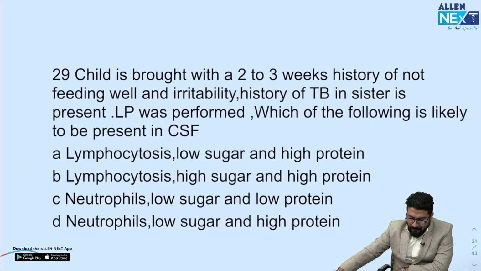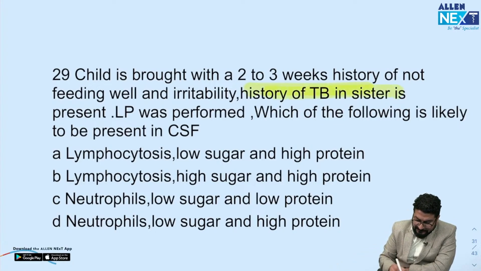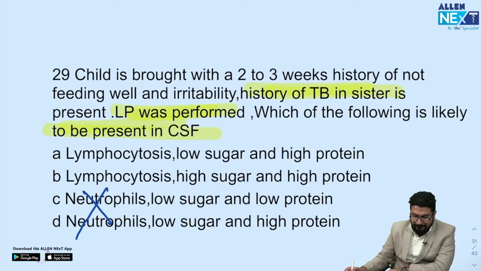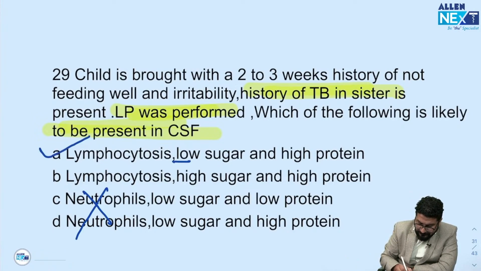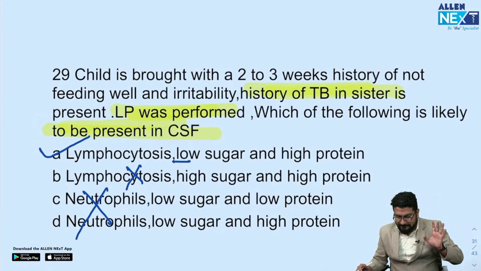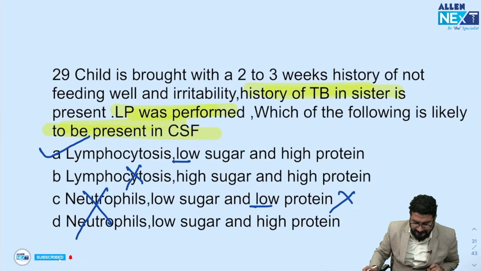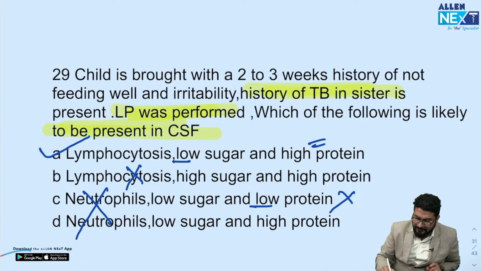Okay, a child is brought with a 2 to 3 week history of not feeding well and irritability, history of TB in sister. LP was performed, what is likely to be present in CSF? They are asking what will be the findings. So remember, TB is a bacteria and it's a chronic infection. So lymphocytes are not ruled out. Now see, I told you bacteria love sugar. So they will eat all the sugar from the CSF, so you will see low sugar. So lymphocytosis, low sugar, and proteins will increase in any meningitis. So low protein is already ruled out. Remember, proteins and pressure will increase in all sorts of meningitis. So the answer will be lymphocytosis, low sugar, and high protein. And this type of CSF we call cobweb CSF.